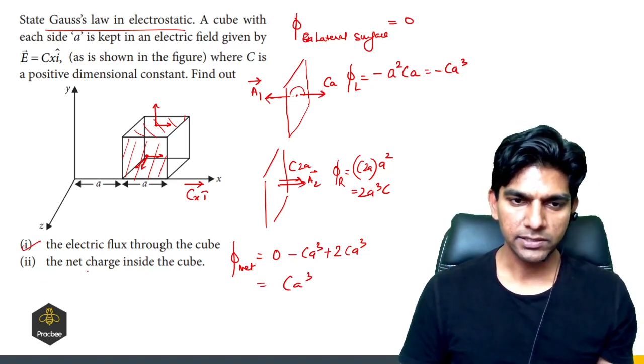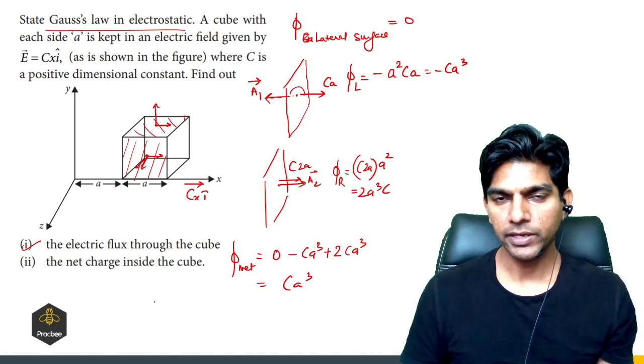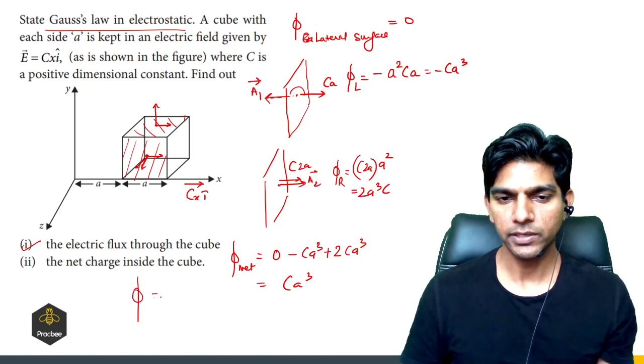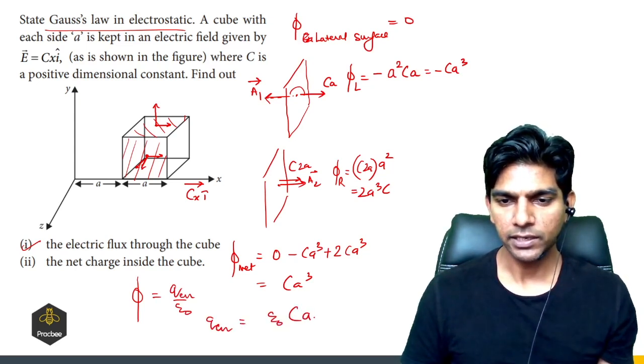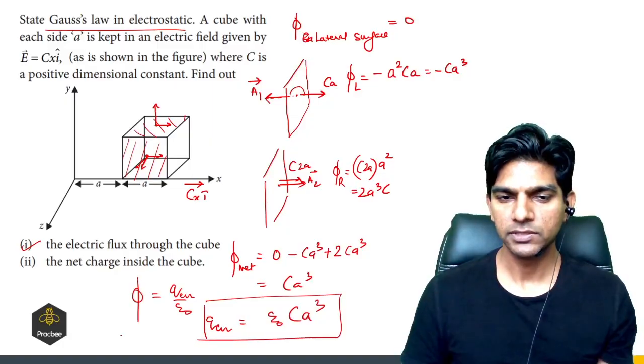Now the second part is the charge enclosed, and we know that by Gauss's law the flux will be given as q enclosed divided by epsilon naught. So q enclosed will be epsilon naught times Ca cubed. That is the answer of the second part.